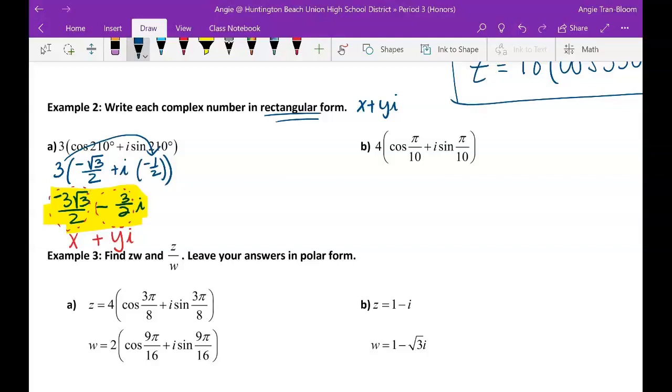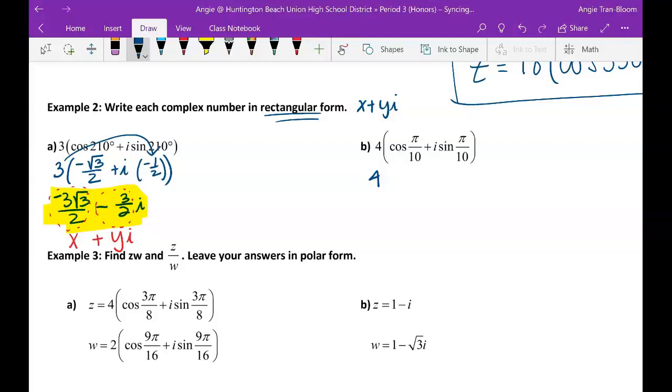Next, we are going to try B. We are going to do the same thing. We're going to write 4 down. But I'm going to be stuck. I do not know what cosine of pi over 10 is, so I'm going to bust out my calculator. Hopefully you trust me. Pi over 10 is in radians, so I'm going to double check my calculator to make sure I'm in radians.